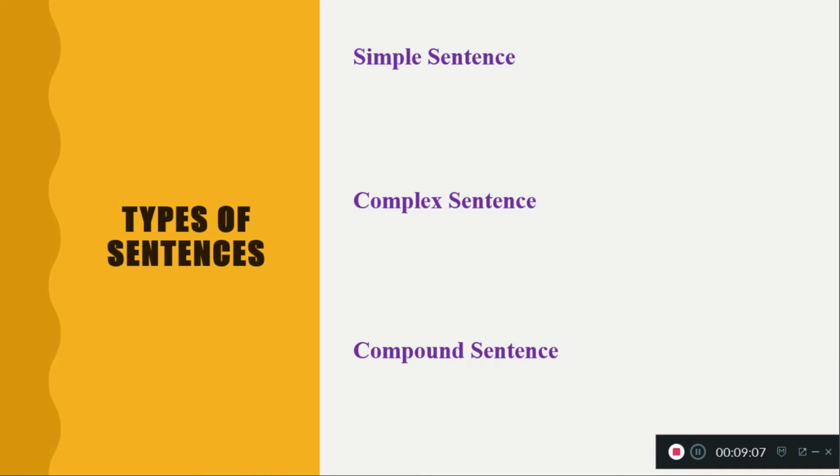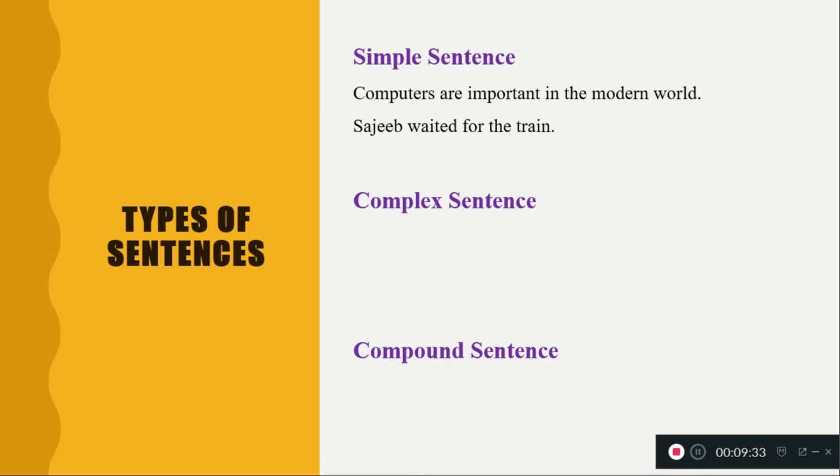Dear students, now I shall discuss types of sentences with you. You all know, according to sentence construction, they are of three types: simple sentence, complex sentence, and compound sentence. A simple sentence contains a subject and a verb, and it may also have an object and modifiers.